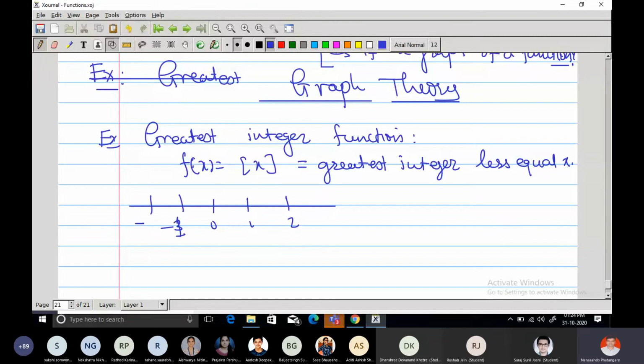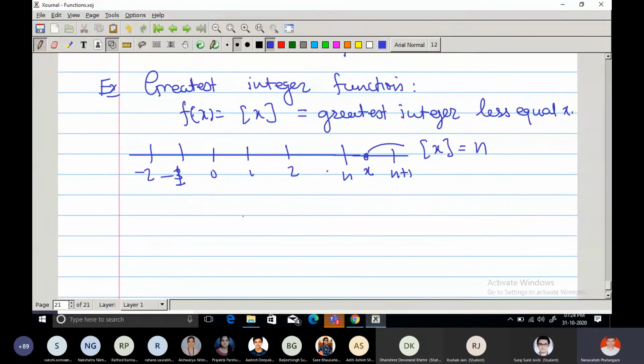Minus 1, and so on. If these are integers n and n plus 1, and my x is here, then for this particular x, what is the greatest integer? n. So look at all the possible integers less than or equal to x, and among them which is the greatest, right? That is the value. So for example, what is f of 1.5?